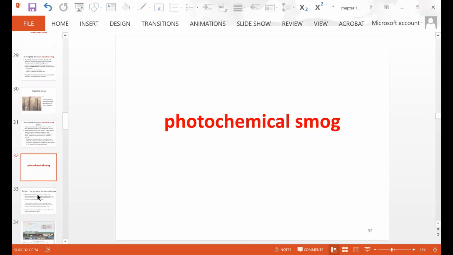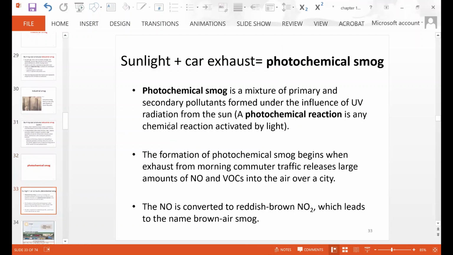And then we have the photochemical smog. Again, that is related to secondary pollutants forming as a result of sunlight and the mixing of some primary chemicals that are emitted into the atmosphere from cars, so car exhaust. So sunlight plus car exhaust gives us photochemical smog. And it's the UV radiation from the sun that causes the photochemical reaction.